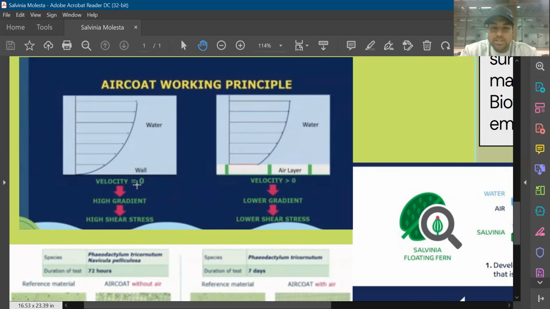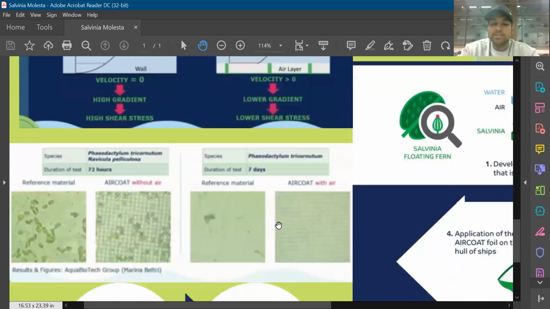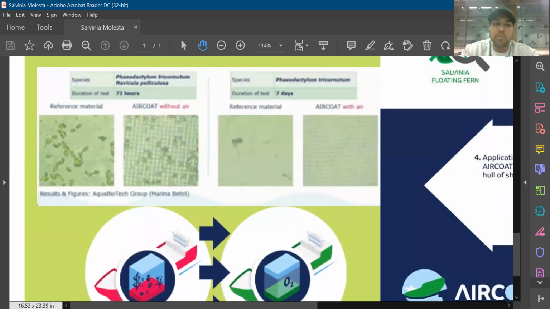Now, if you see velocity zero, speed zero, there's a high gradient and a high shear stress on the surface of the boats. If you come to the air layer, where we apply the Aircoat, the velocity is greater than zero. I mean, it's easier to move that way. There's a lower gradient and also a lower shear stress, so it would move with lower resistance, with ease.